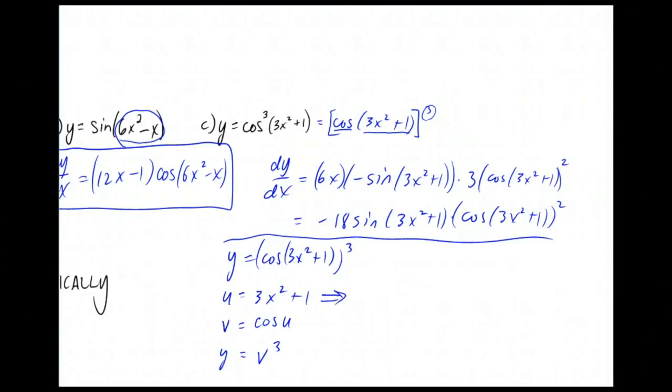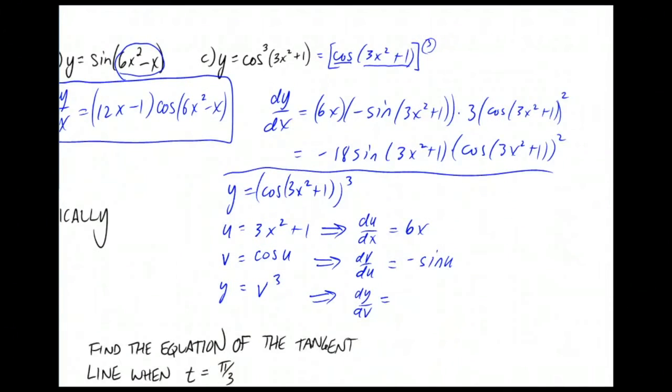Now the first function has u written as a function of x, so we can say its derivative du/dx is 6x. The second function is v written as a function of u, so we can take the derivative dv/du, which would be negative sine u. And the third function, y, written as a function of v, we can find dy/dv, which is 3v squared.